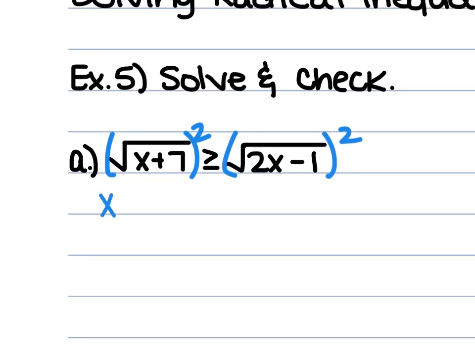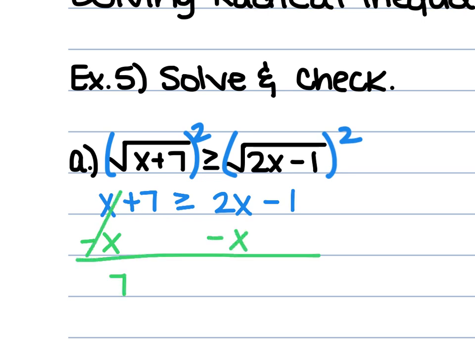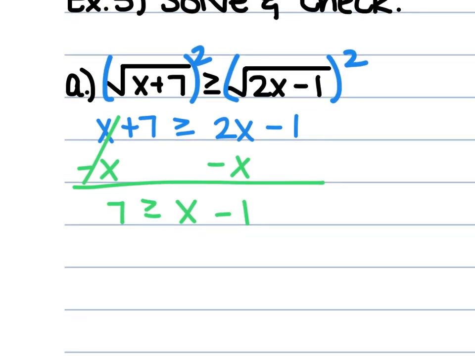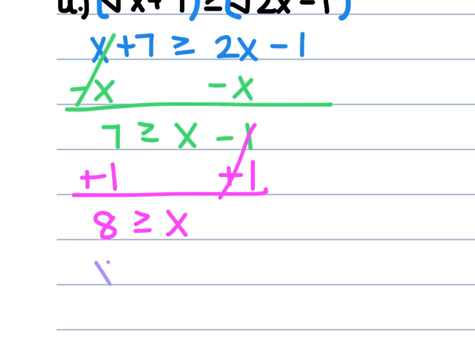So this is going to be x plus 7 is greater than or equal to 2x minus 1. Get the x's by themselves, move it to the 2x. We're going to have 7 is greater than or equal to x minus 1. Then we have the 1 that we are moving over by adding it. So 8 is greater than or equal to x. Rewrite this to where x comes first. x is less than or equal to 8.